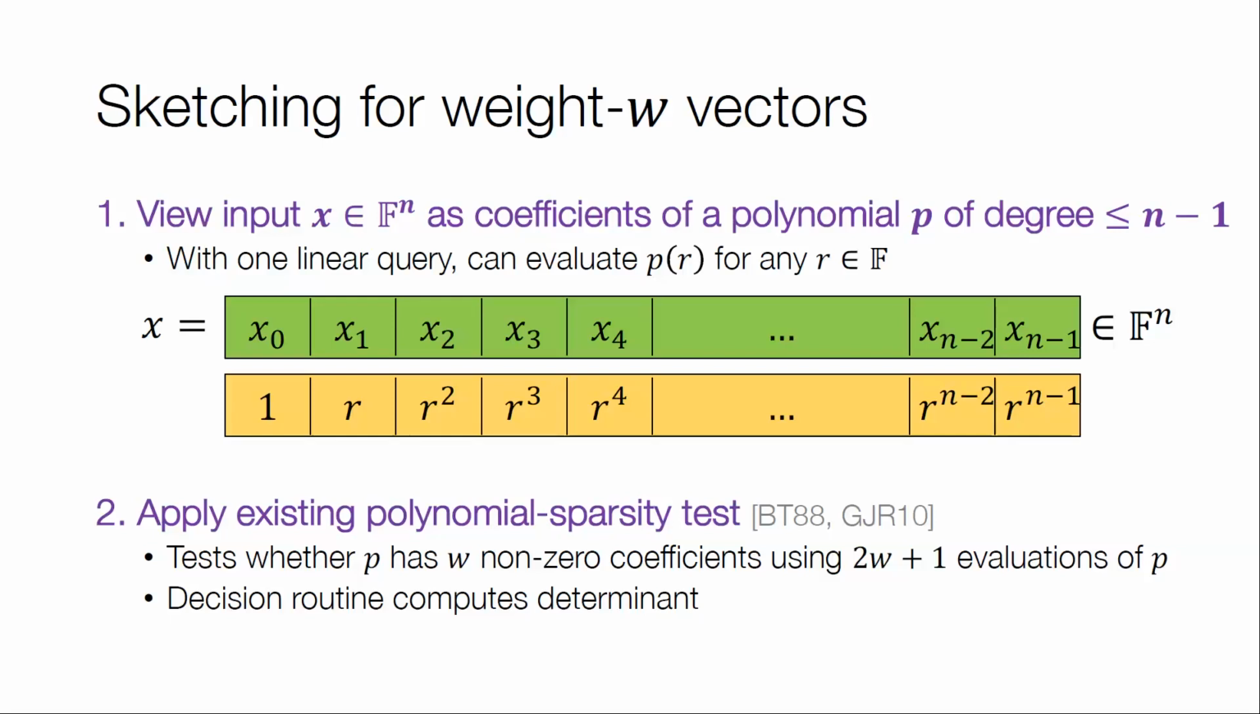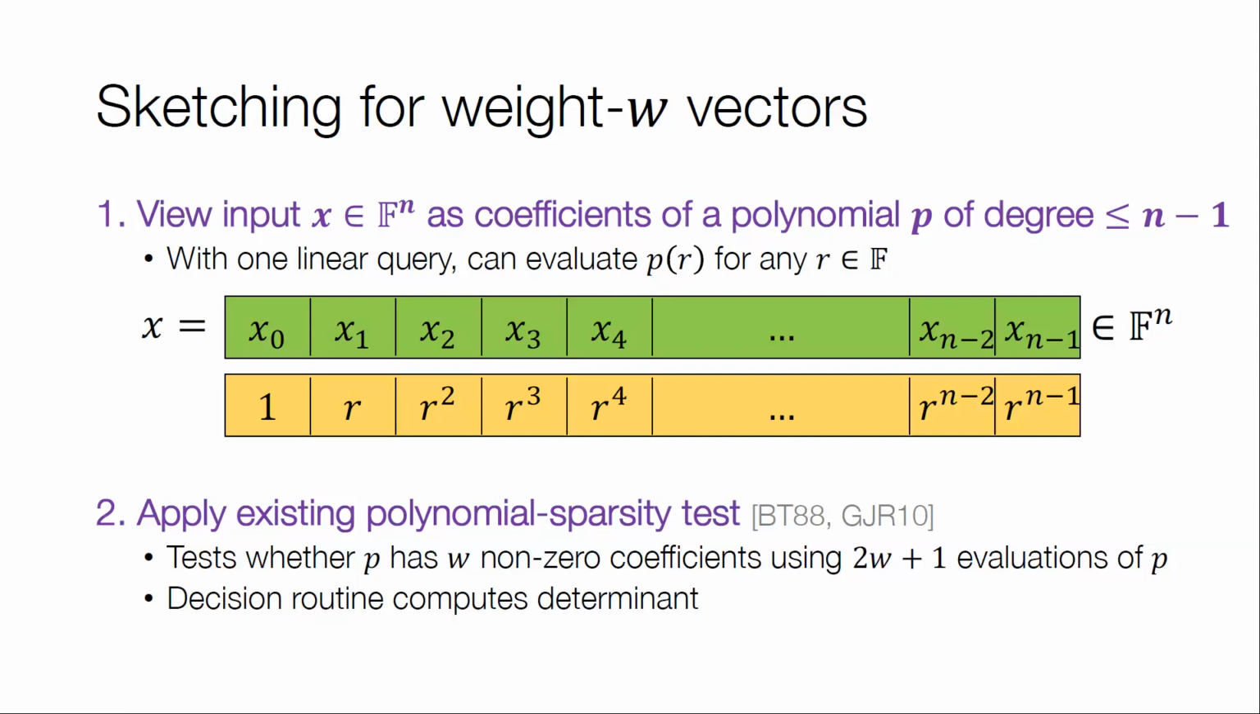So the basic idea for sketching weight W vectors is that we view the input to the sketch as the coefficient vector of a polynomial of degree at most n. And then with a linear query, or one row of the sketching matrix, you can evaluate this polynomial at any point of your choosing, just by using the vector of 1, r, r squared, r cubed, and so on. It turns out that there are existing polynomial sparsity tests that allow you, using only black box access to a polynomial, to check whether this polynomial has fewer than w coefficients, or more than w coefficients. And so we can put these two things together.